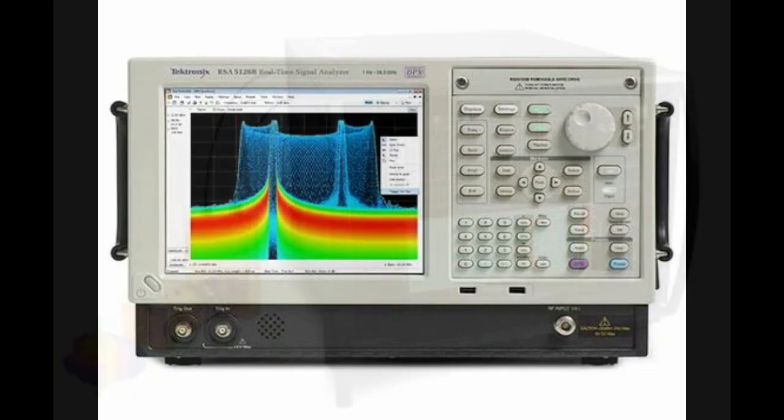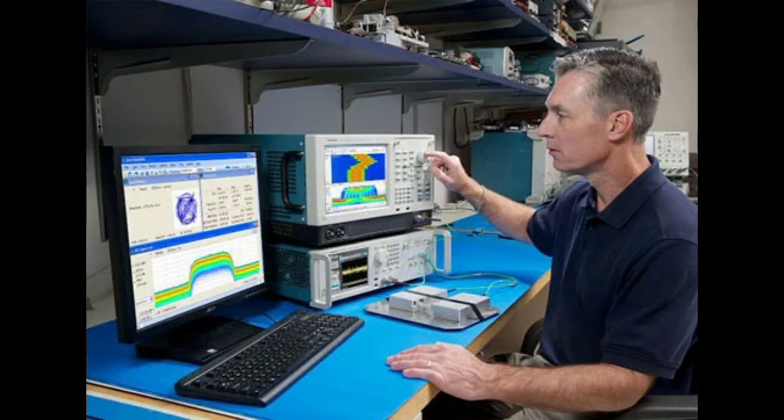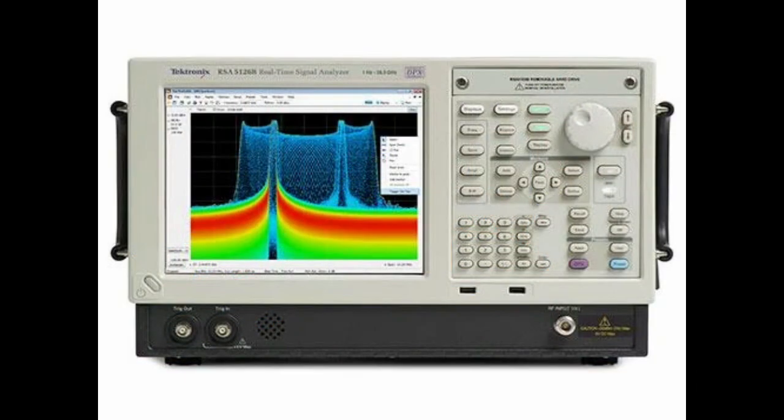Then we discuss the exact meaning of a spectrum analyzer. A spectrum analyzer is an electronic test instrument that measures and displays the frequency spectrum of an electronic signal. The important word here is frequency spectrum. It is typically used in designing, testing, repairing and monitoring electronic equipment. That is the basic use of the spectrum analyzer.